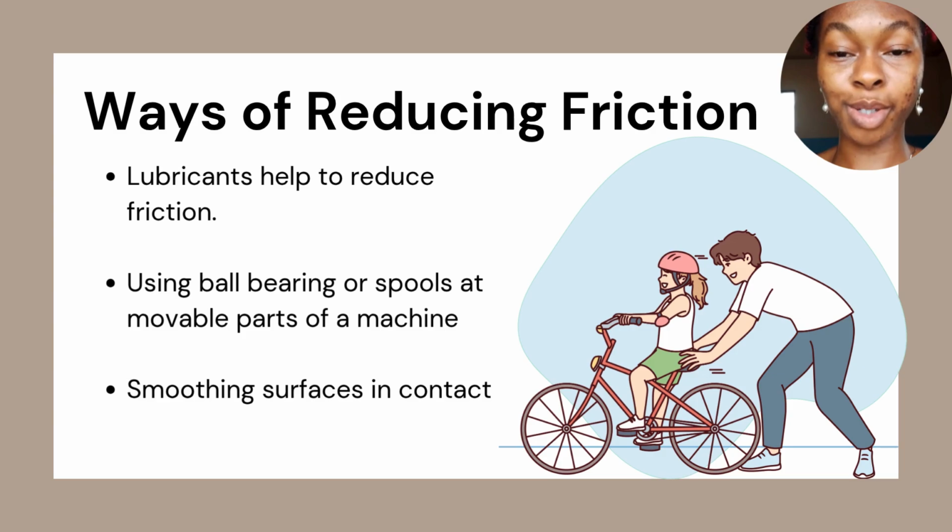So there are ways of reducing friction. Some of these ways include, one, using lubricants, two, using ball bearings or spools, especially at movable parts of machines, and finally, smoothing the surfaces in contact.